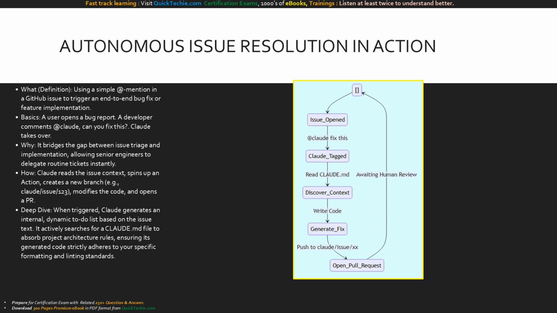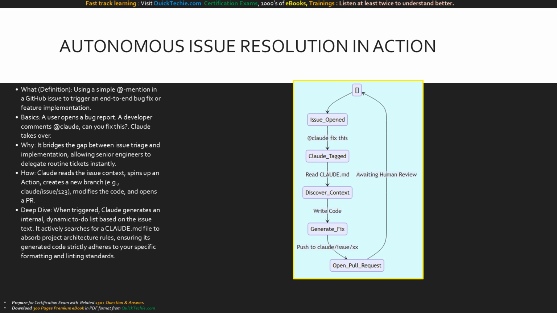In our deep dive, you'll see that Claude doesn't just guess. It generates an internal, dynamic to-do list. Crucially, its first step is almost always searching for a Claude.md file in your repository. It absorbs your architectural rules and formatting guidelines before writing a single line of code, ensuring the fix feels like it was written by your core team.